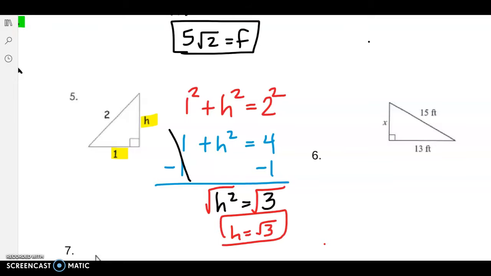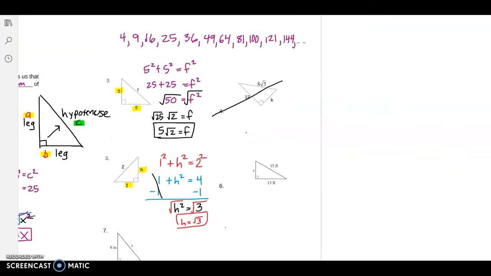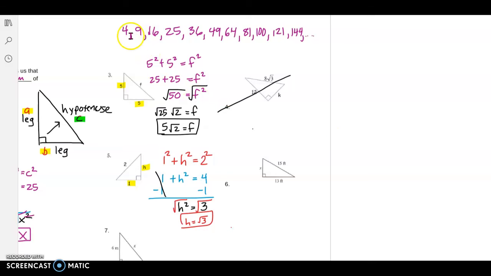There are none of those perfect squares we had at the top. If you look at our list, none of those divide evenly into 3. So it's just going to remain the square root of 3. Take a moment to try examples 6 and 7. Pause the video.